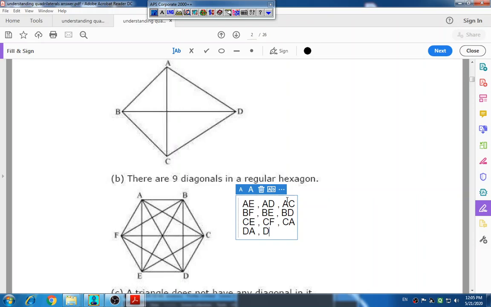And from F we get here FB, FC, FD. Okay, now we can see here are 18 diagonals, but look at here carefully.